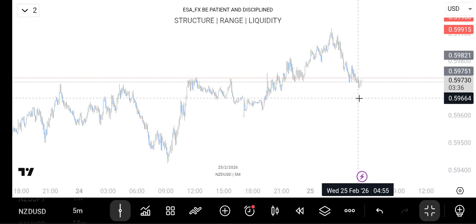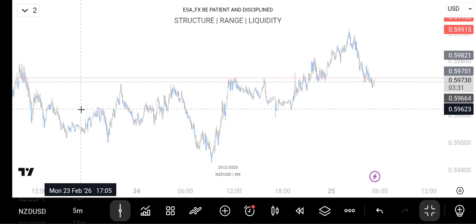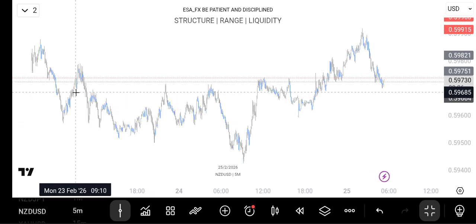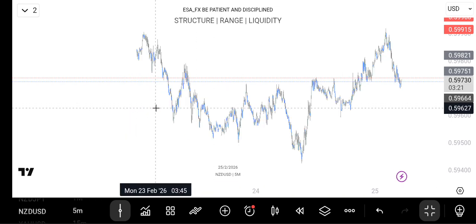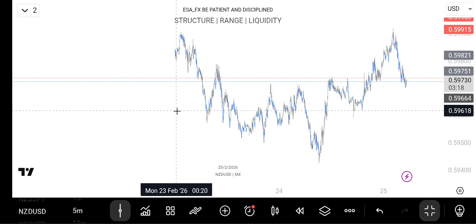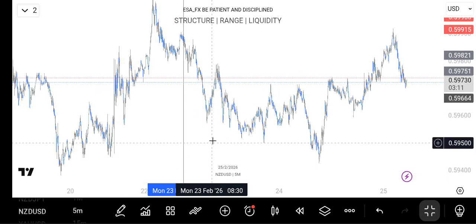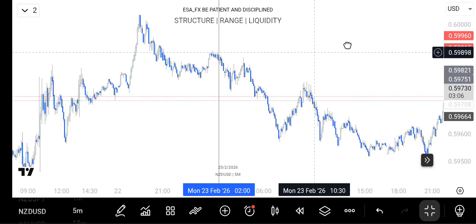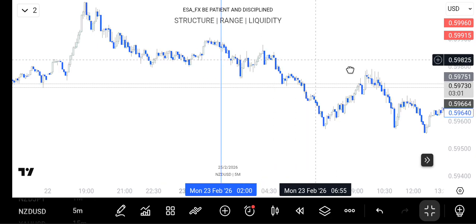Today is the 25th. Let's go over from say Monday. This is Monday. Okay, 1 o'clock, 2 o'clock. Yes. Let's identify order blocks from this place here. So remember, an order block has to come with an aggressive move and a break of structure.